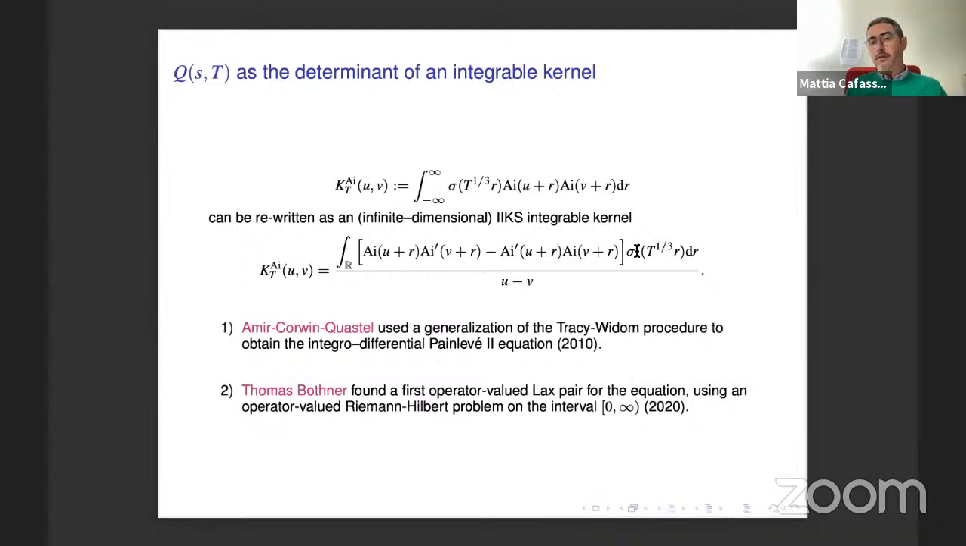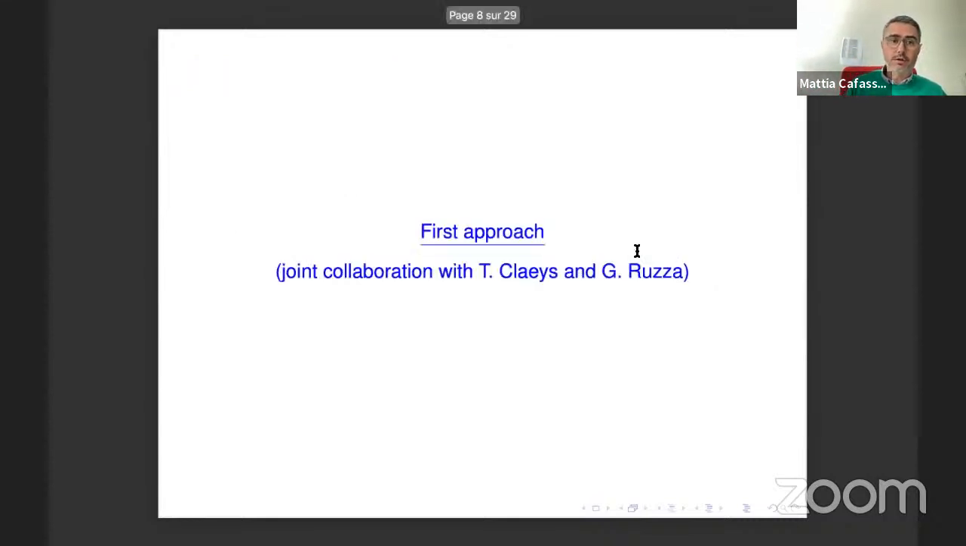And indeed, this is not completely surprising, because if you look at this paper by Amir, Corwin, and Quastel, you see that they used a generalization of the Tracy-Widom procedure to obtain this integro-differential Painlevé equation, and this was in 2010. And then in 2020, Thomas Bothner found the first operator-valued Lax pair for this equation, using an operator-valued Riemann-Hilbert problem defined on the interval 0 to infinity. This will appear in the second part of the talk.